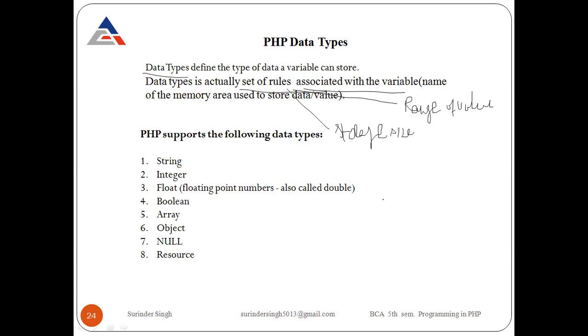Clear? And in PHP there are mainly 8 types of data types available. Like first is string, integer, float for storing fractional values, boolean, array, object, null, and resource. Now boolean data type has only two values, true and false. You can write true and false in capital cases or in small cases.